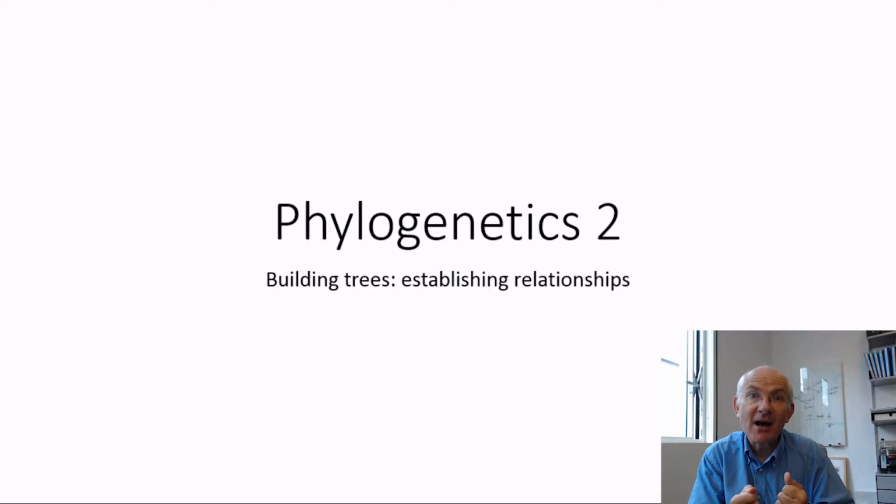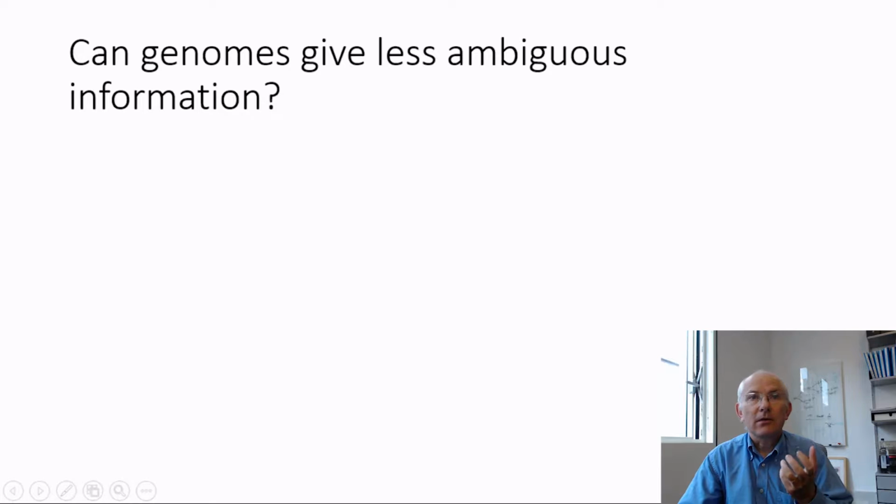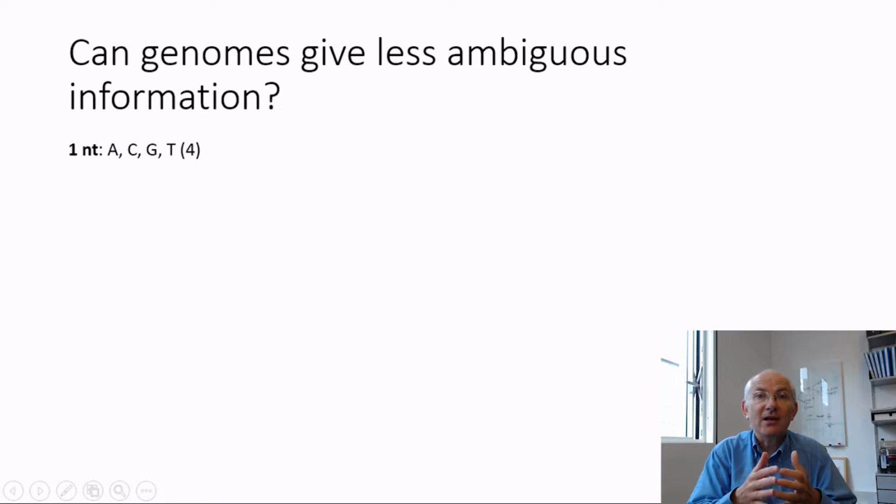So the question now is, can we use sequence information as a richer and more reliable source of information that we can treat objectively to establish evolutionary relationships between organisms? So can genomes give us less ambiguous information for building phylogenetic trees? Well, the first thing to mention is that genome sequences really do give us a very large amount of information.